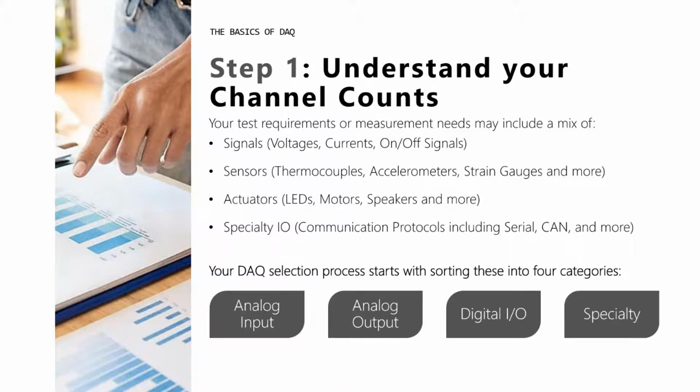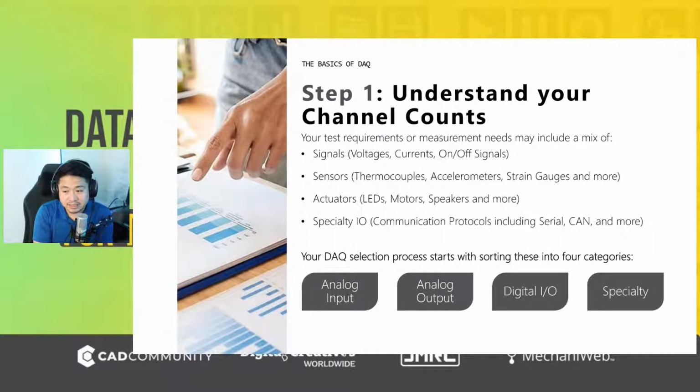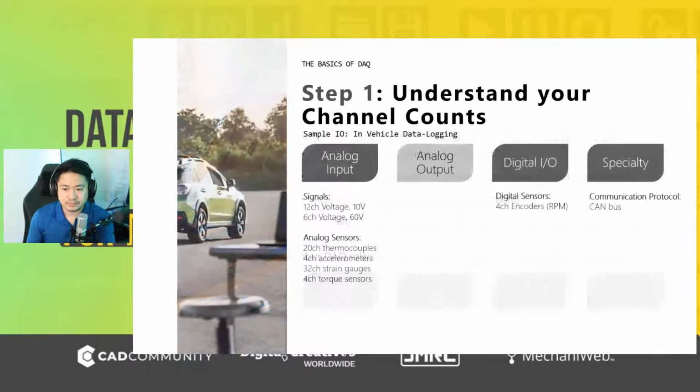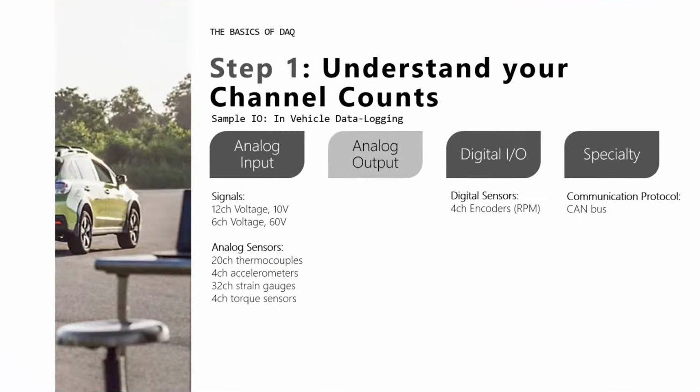Your data acquisition selection starts with sorting these into four different buckets. Arrange them into analog input, analog output, digital I/O, and specialty. For example, in vehicle data logging, meaning we are trying to acquire data from a car, many of the data acquisition systems will consist quite heavily of analog input because we're acquiring more data. Usually, control comes later after you have understood your system.